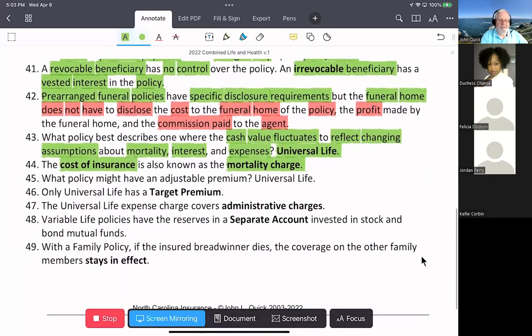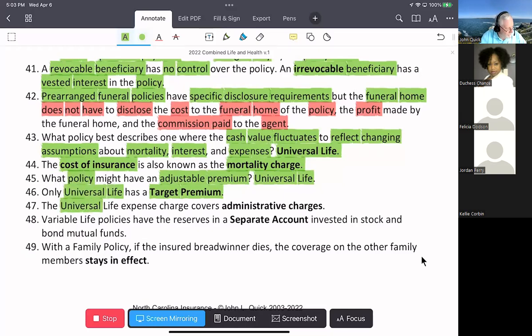What policy might have an adjustable premium? Universal Life. Now that could be tricky. Adjustable life combines whole life and term, and I suppose you could adjust your policy. But with Universal Life, there is no set premium. You can make it whatever you want. Only Universal Life has a target premium. Hit what you're aiming for in life with target life, target premium. That way it won't lapse.